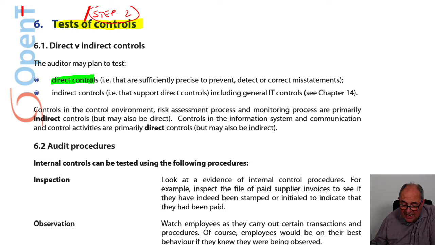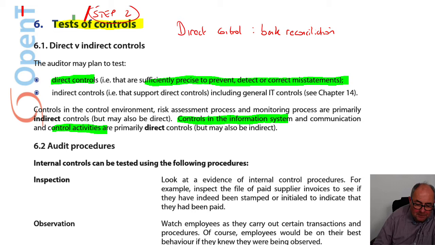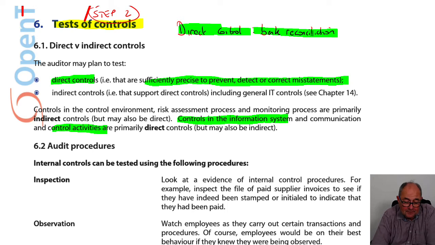direct controls, as it says, are sufficiently precise to detect, prevent, and to correct misstatements. Now, you then say, well, what does that mean? So, as it says further down here, it tends to be things in information system, tends to be things in control activities. So, examples. An example of a direct control would be something like a bank reconciliation. A bank reconciliation, if done properly, will help to assess whether cash at bank is fairly stated. So the auditors may well be testing those.